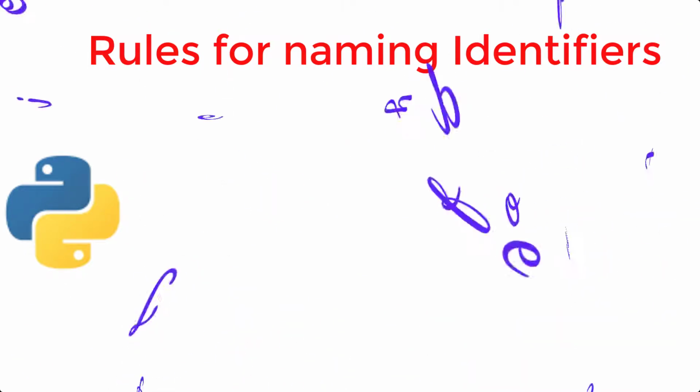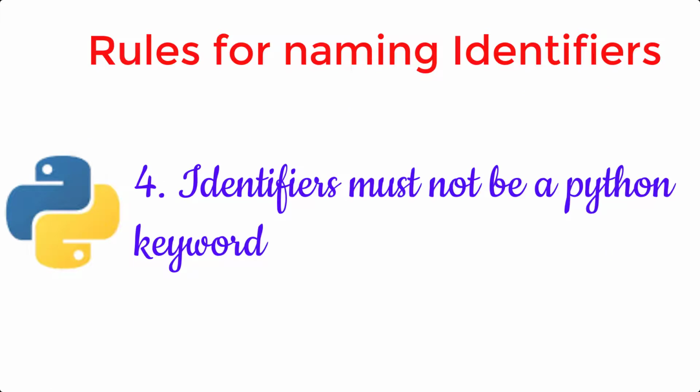Now the fourth rule. An identifier must not be a Python keyword. While assigning a name to identifiers, keywords cannot be used as a variable name, class name or function name. We will see the reason for this in the next heading, keywords.